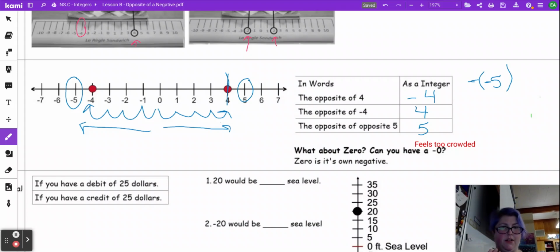Again, that Uno reverse. So what about 0? Can you have a -0? You cannot. 0 does not have a negative or an opposite. 0 is that line, that mirror.